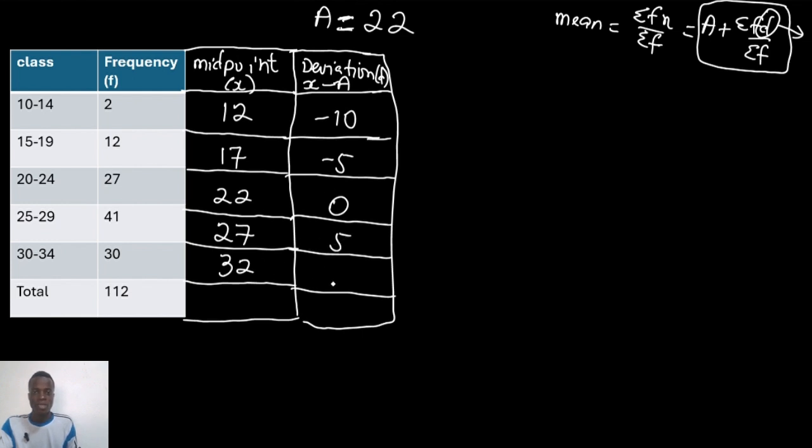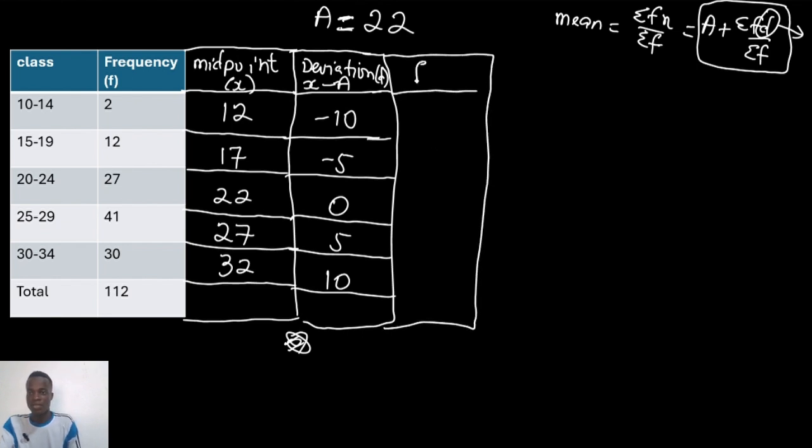32 minus 22, you are going to have 10. Right? This is it. Now, we need to find sigma fd. We need to keep sigma fd here. But then this is just d, and we need to find fd so that we can sum all the fd. It's just like what is at the top here, fd. So we find the fd for each of them, right?